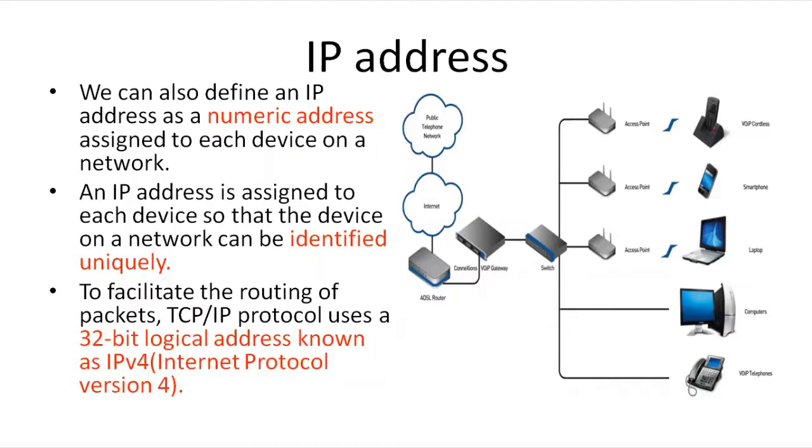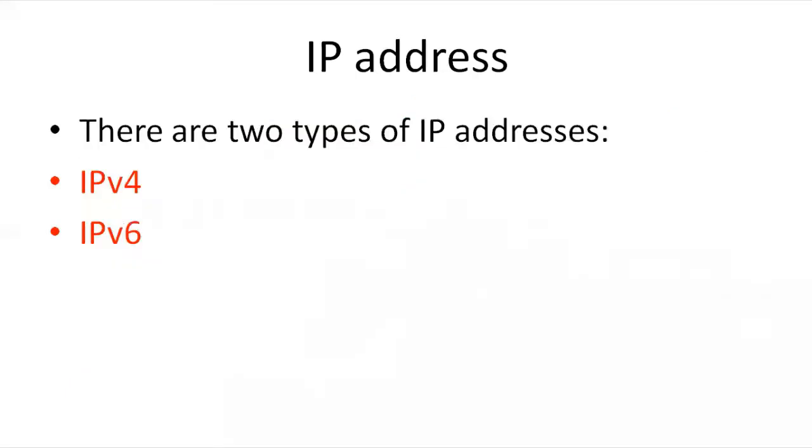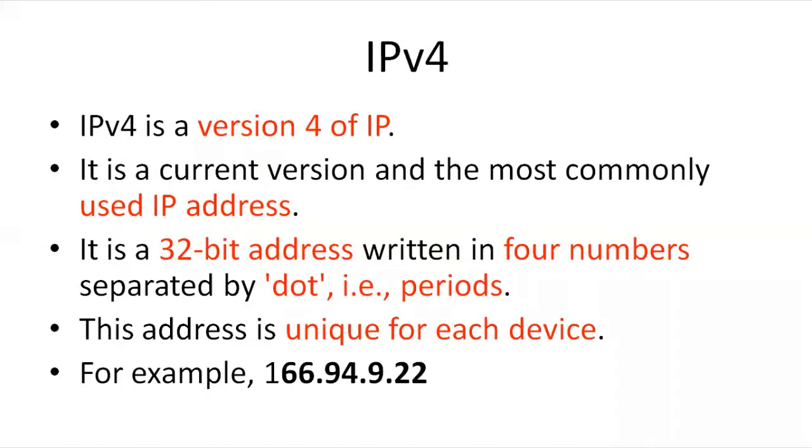The TCP/IP protocol uses a 32-bit address known as IP version 4. Here you have two different types of IP addresses: one is IP version 4 as well as IP version 6. Now you are going to know about IP version 4. What is IP version 4?